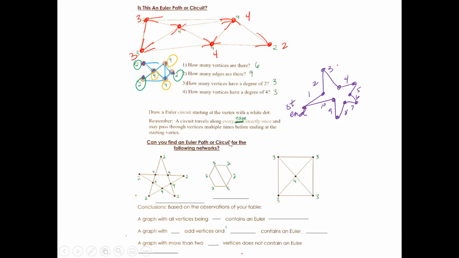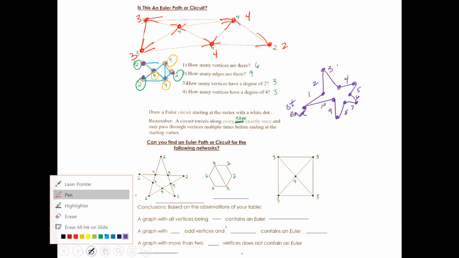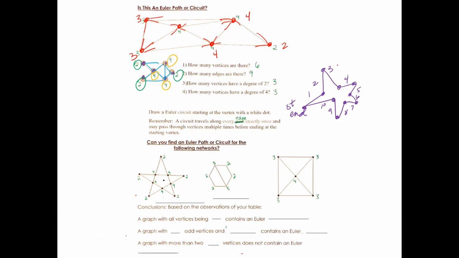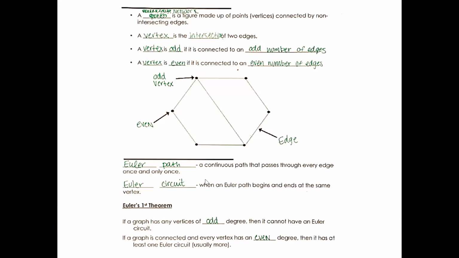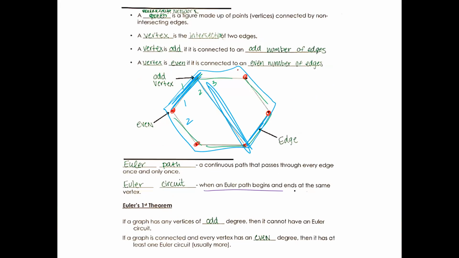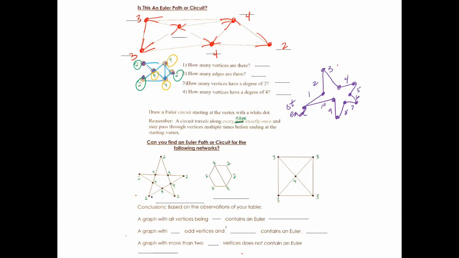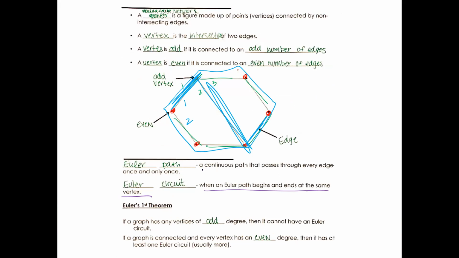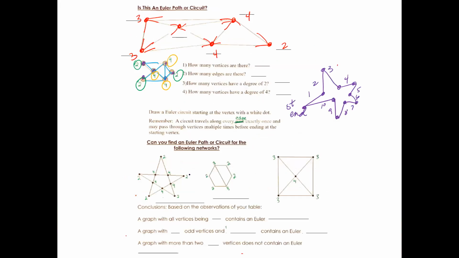Can you find a Euler path or circuit for the following network? So are you able to do this just once? This one here is a Euler circuit. And remember, a Euler circuit is when a Euler path begins and ends at the same vertex. Remember, a Euler path is a continuous path that passes through every edge only once.